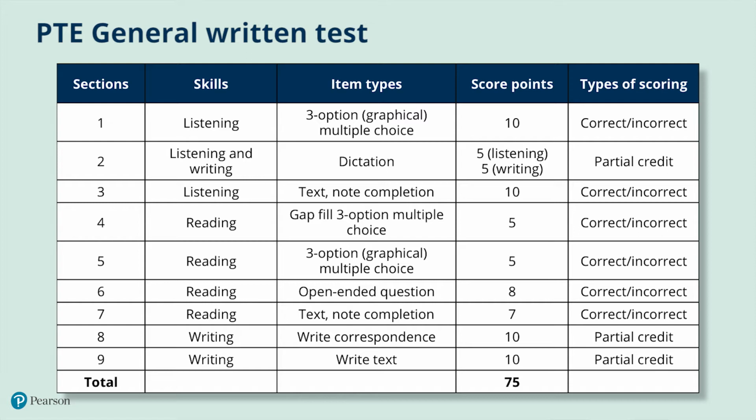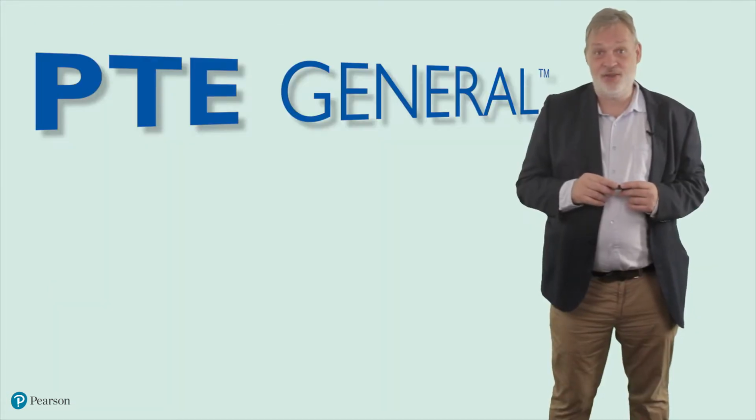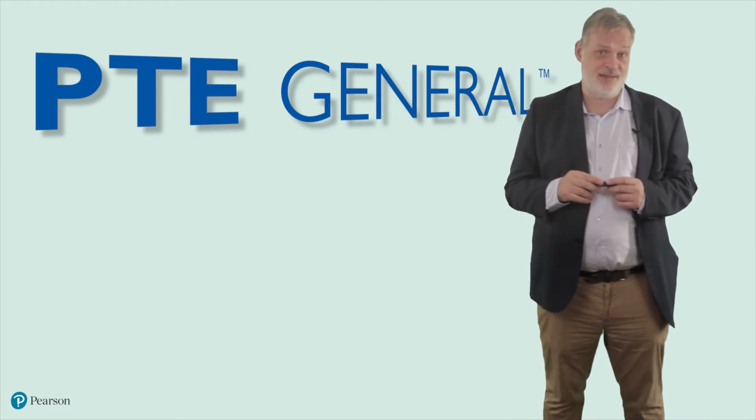In the PTE General written test, in most sections, the items are marked as either correct or incorrect. Each item has a weighting of 1 score point, with no half points. So you know that, for example, if there are 8 open-ended questions in section 6, the maximum result for this section is 8 score points. This is not complicated at all, and most teachers use pretty much the same system in their tests.